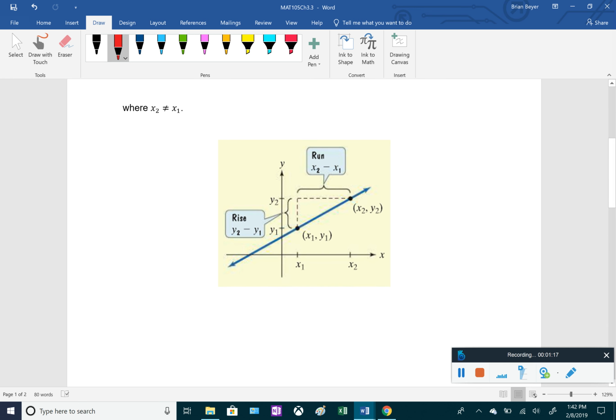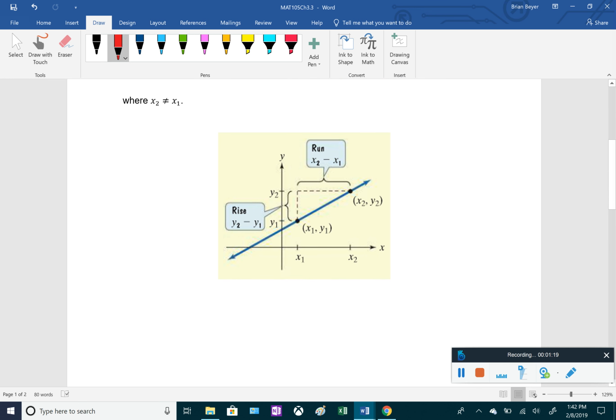So this is what it would look like. If we had this blue line right here, and we're calculating the slope between this point and this point, x1, y1 and x2, y2, whatever they are, we can see that the rise is y2 minus y1. It's the vertical distance between the points. And the run is the horizontal distance, x2 minus x1, between the points. So that's what we will be calculating, and it represents the steepness of the line.